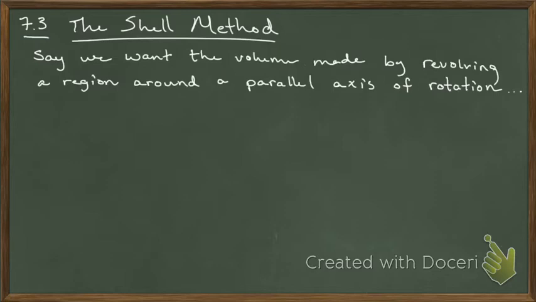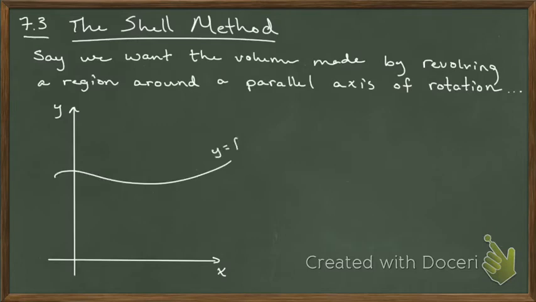Like I did with the disk and washer methods, what I'll try to do is derive this method for you. It'll give you an idea about where it comes from and how the pieces, parts, distances, and shapes come together to give us the volume that we want. Okay, so let's draw a general picture here.